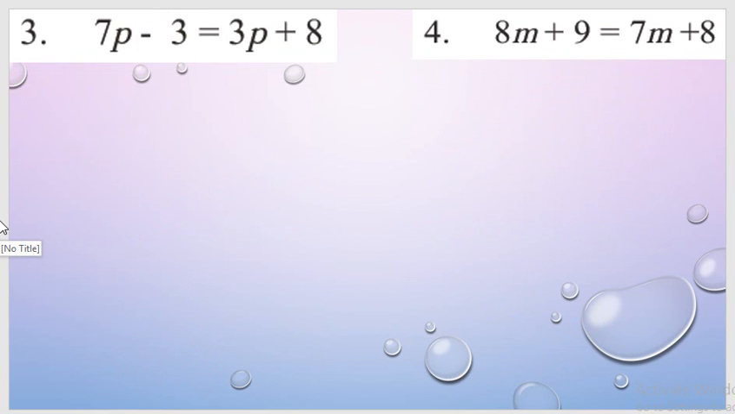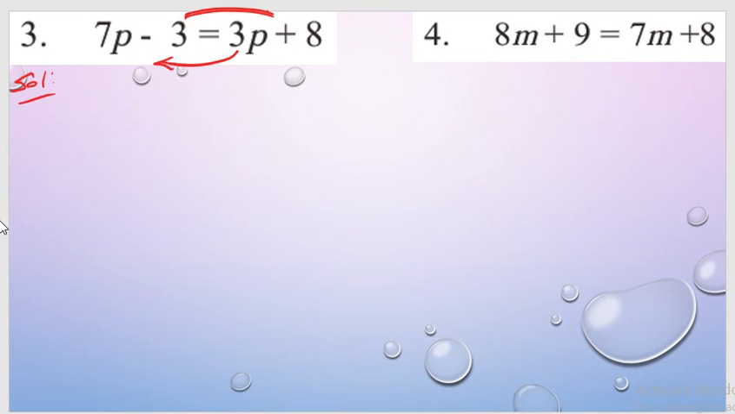Question number 3. Here also it is the same as the previous problem. How to solve it? I need to transpose this variable term to the left hand side and this constant minus 3 to the right hand side. So 7p is already on the left hand side, and this 3p which is on the right hand side will be transposed as minus 3p to the left hand side, which will be equal to, already 8 is present on the right hand side, so 8 will be written as it is, and this minus 3 which is present will become plus 3 and will be transposed to the right hand side.